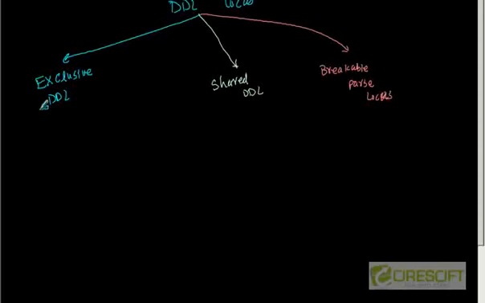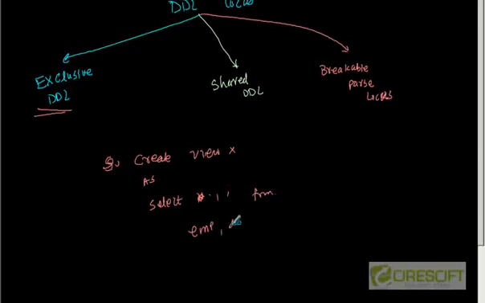All right, so this is the exclusive DDL lock. The shared DDL lock is basically to protect the structure of a referenced object against modification by other transactions. Let's try to understand what that means. As an example, I'm going to create a view: create view X as select something from EMP, department.